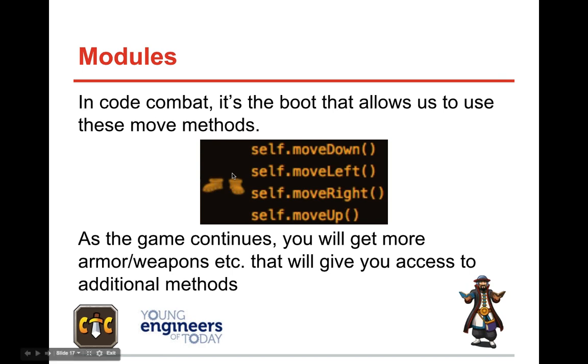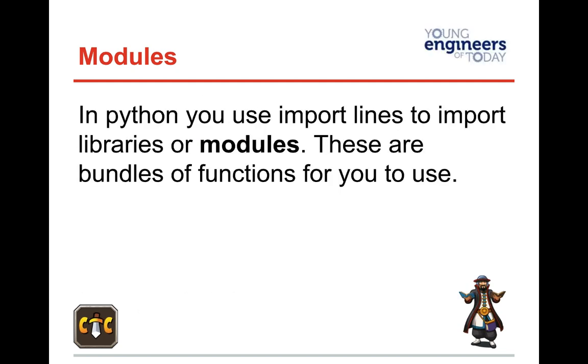And then self is the variable that refers to your character. With Code Combat, as you move forward in the game, you're going to get more and more pieces of armor or things to add to your inventory. And each of these new pieces is going to give you access to more methods or more functions. Your character is going to be able to use these functions to get through these different levels.